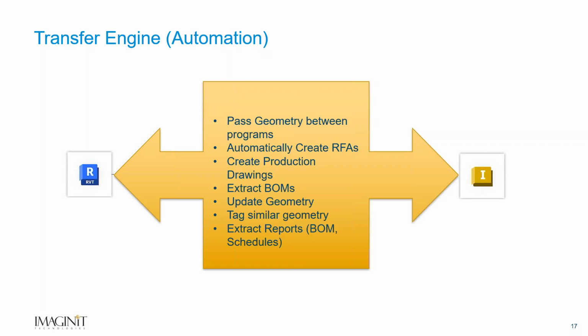Then we can do things, I mentioned the RFAs, pulling bills of material for the entire project. Tagging similar geometry. Maybe I've got 20 different panels that I'm pushing out there, but I need a way to tag them where they're all panel A, as opposed to individual components that I'm sending out. And then have large scale reports, bills of material, schedules, etc. Let me give you another example of this.